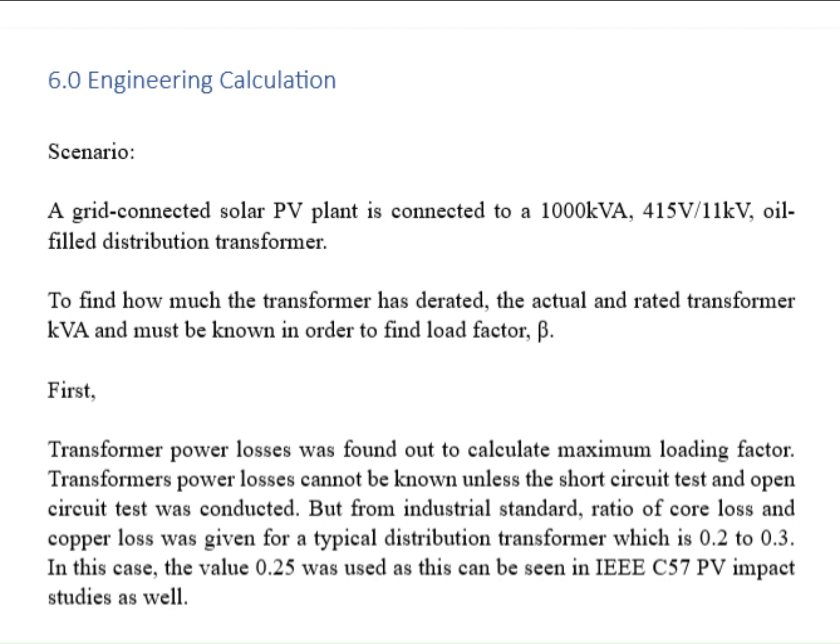As we know, transformers have internal power losses that can be found through calculation using equivalent circuit. But according to IEEE C57, the typical ratio of core loss and copper loss was given for typical distribution transformer, which is 0.2 to 0.3. In our case, we use 0.25 as it is the average.